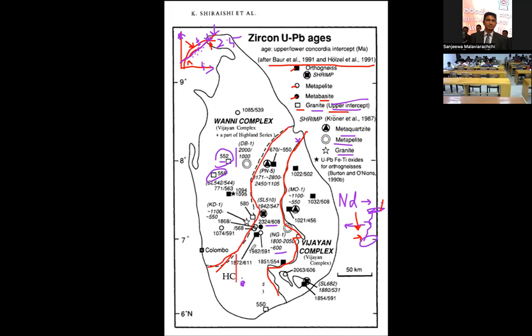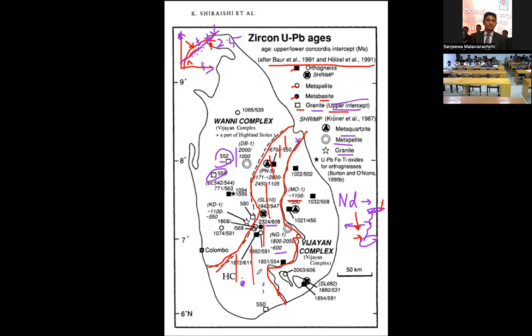So the Highland complex shows older model ages, like 2000, 3000, like that. But for the Vijayan and Vanni, there are younger model ages, less than 1000 or 1300 or 2000 or something like that, anyway less than the Highland complex. So that contrast was used to make these boundaries, and therefore these boundaries are called isotopic boundaries. This isotopic age mapping has been used for several terrains in the world, including Sri Lanka.